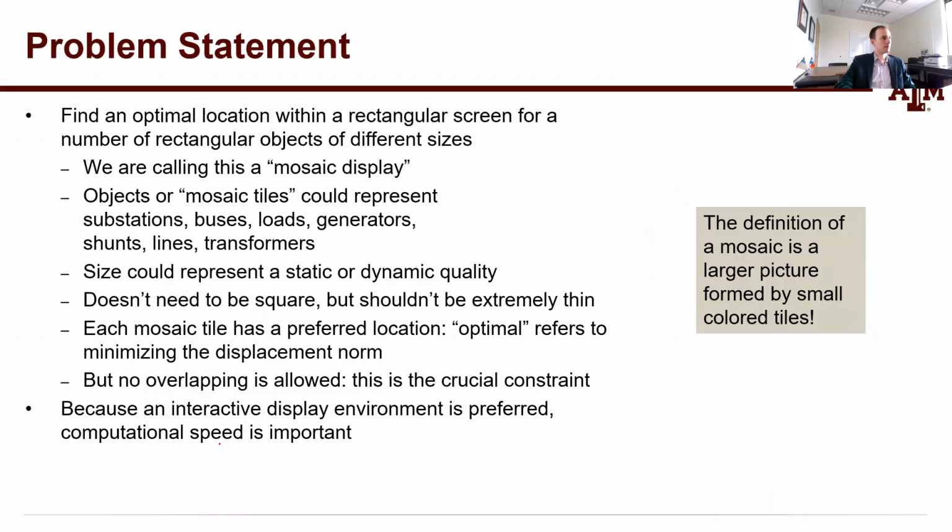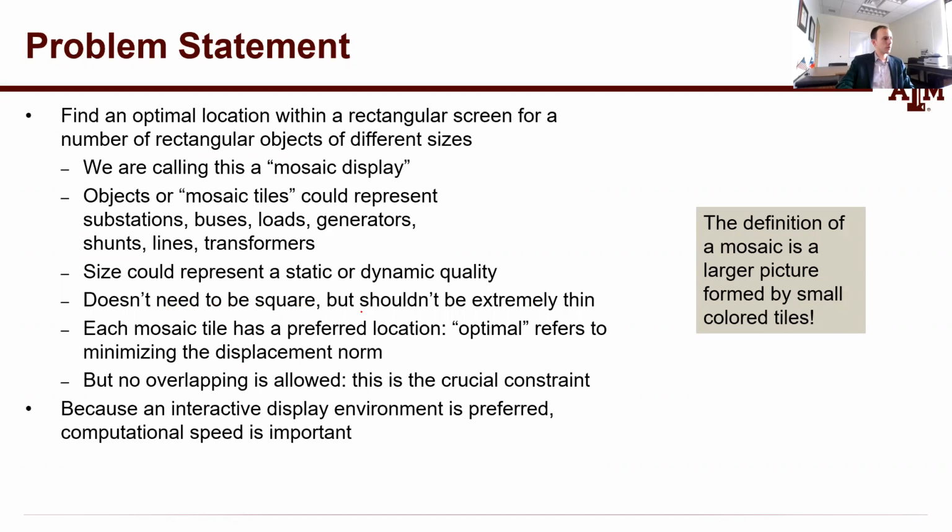So here's the problem statement. We want to find an optimal location within a regular rectangular screen for a number of rectangular objects of different sizes. They could represent all kinds of stuff. So we have mosaic diagrams that we use for generators, like I just showed, but they also could be buses, could be transmission lines, could be loads, or all kinds of things. And they could be of static or dynamic quality. We could have them change over time, or it could be just like a one-time picture.